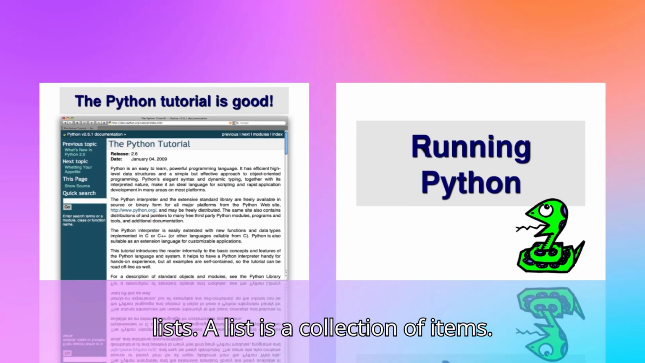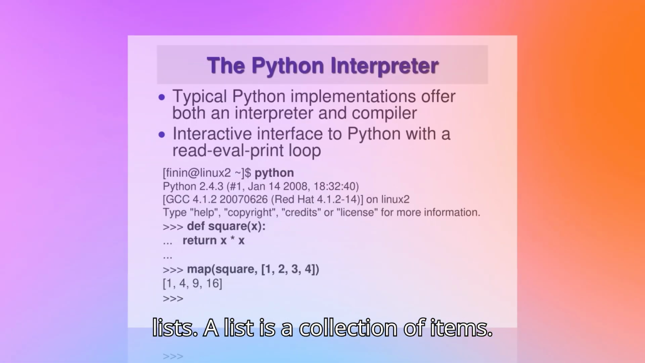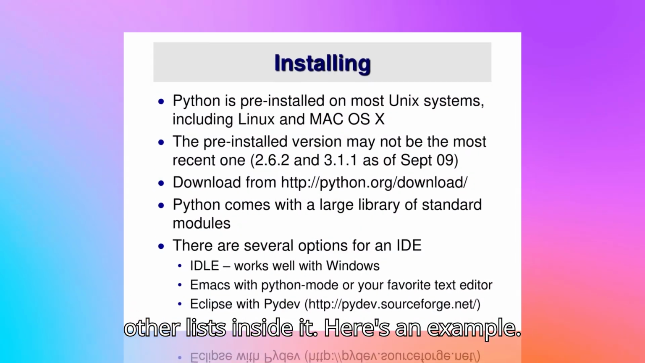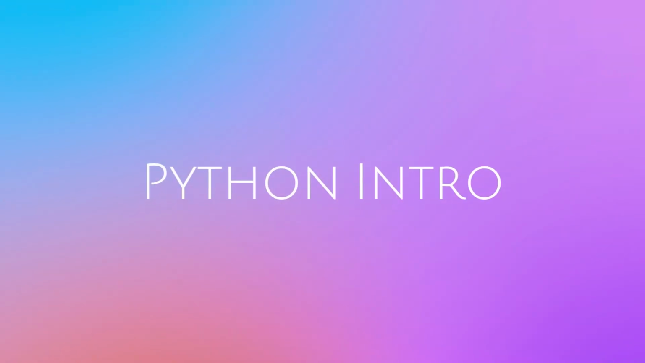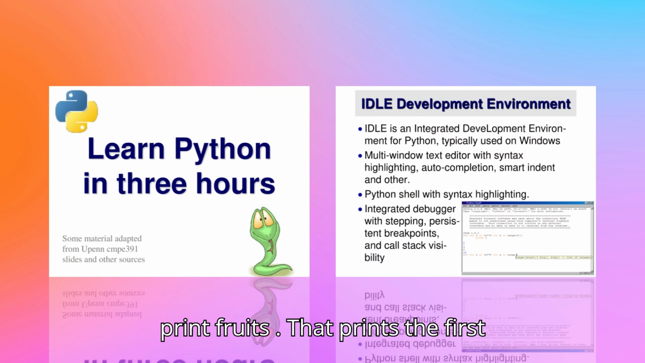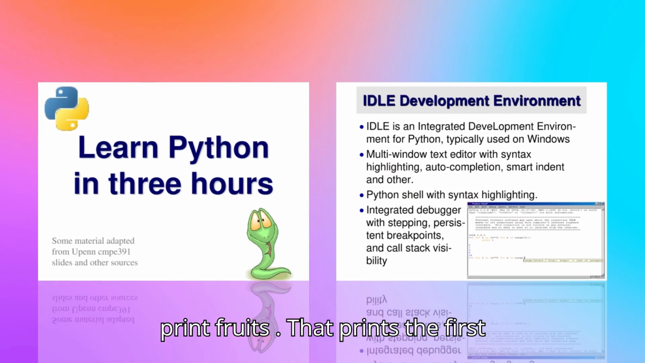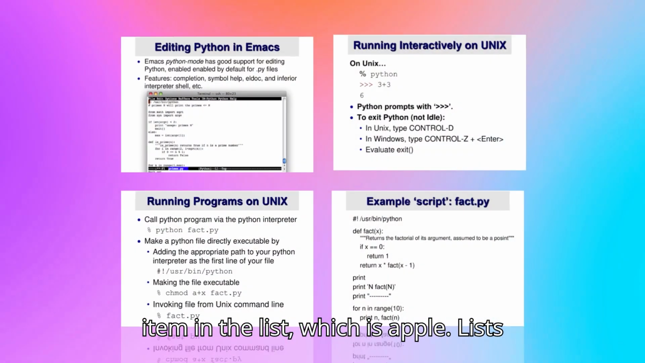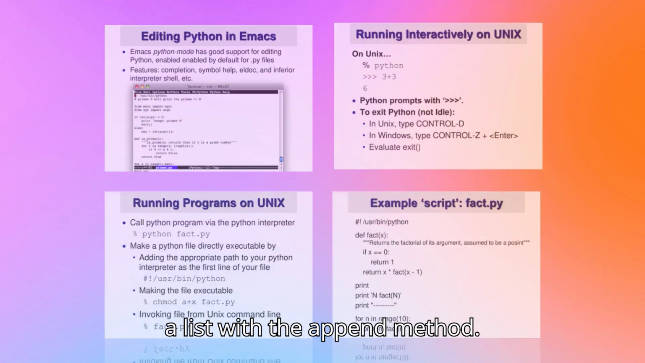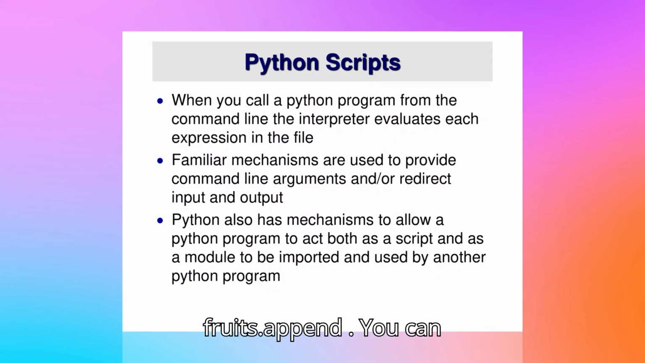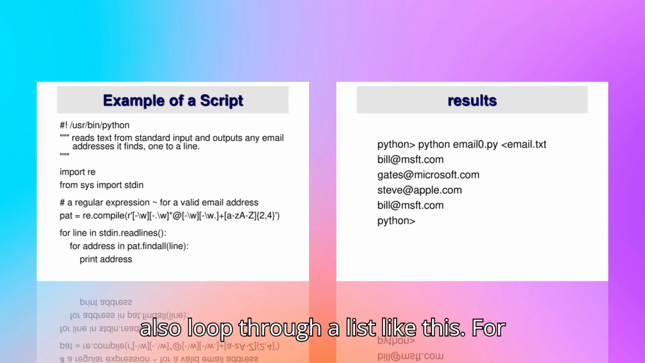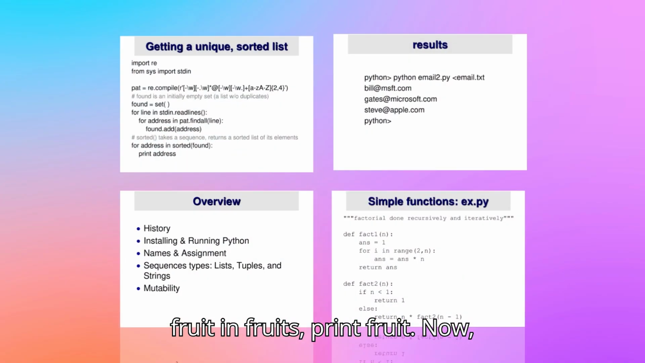Let's talk about lists. A list is a collection of items. You can store strings, numbers, or even other lists inside it. Here's an example. fruits = ["apple", "banana", "cherry"], print(fruits[0]). That prints the first item in the list, which is apple. Lists start counting from 0. You can add to a list with the append method. fruits.append("orange"). You can also loop through a list like this. for fruit in fruits: print(fruit).